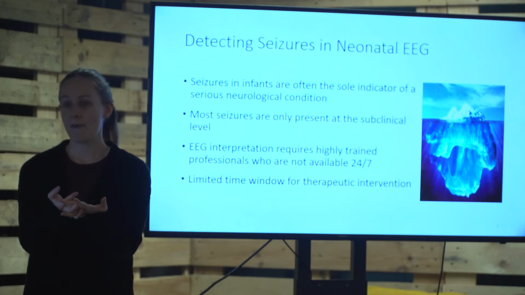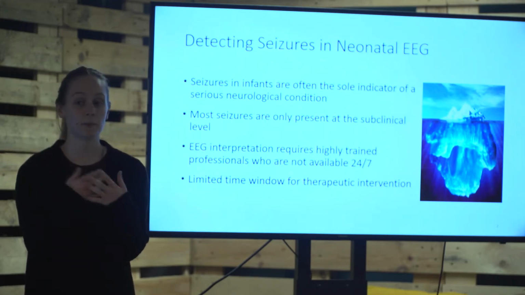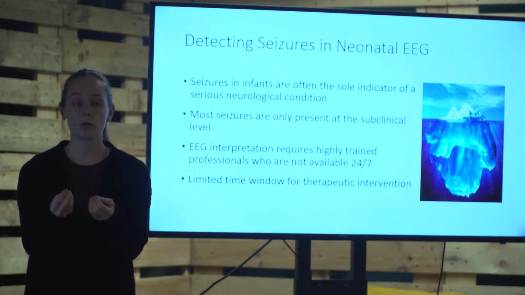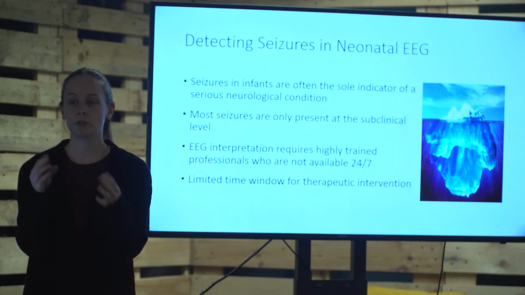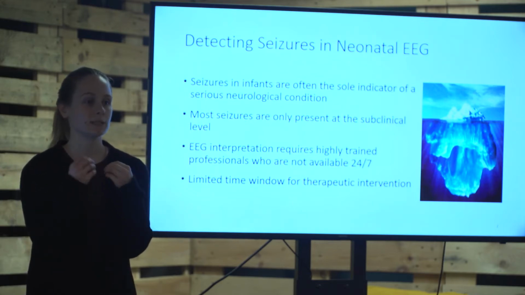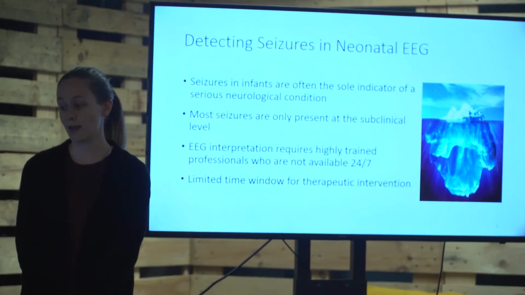Another reason we want to detect seizures is we actually have some medicines that can be prescribed to treat seizures, but these only work as the seizure is happening, so we can't retrospectively treat the seizures. So it's important that we're able to detect them and that we're able to detect them quickly, so we can tell doctors or nurses that they're actually happening.